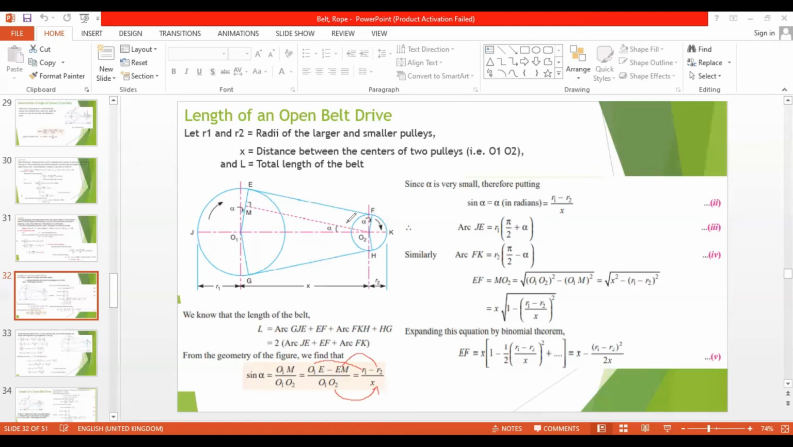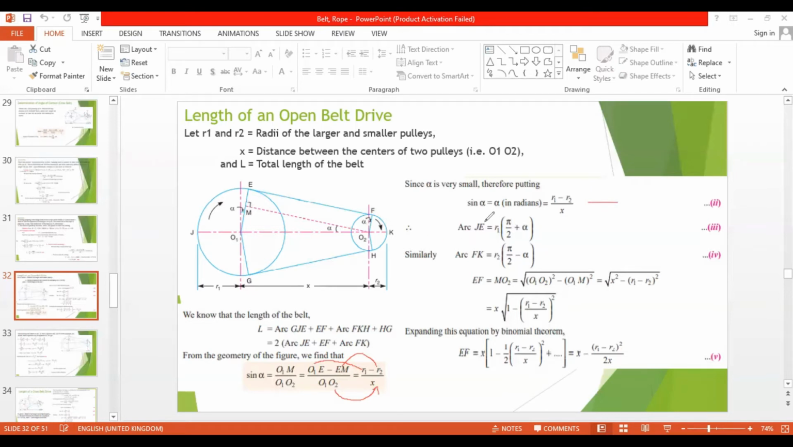Since this alpha is very small, instead of sine alpha we can directly put alpha, in radians. So sine alpha is equal to R1 minus R2 upon X, therefore alpha is equal to R1 minus R2 upon X. I can put it like this since the angle alpha is very small. This will be our equation.